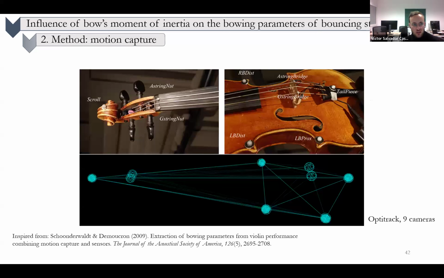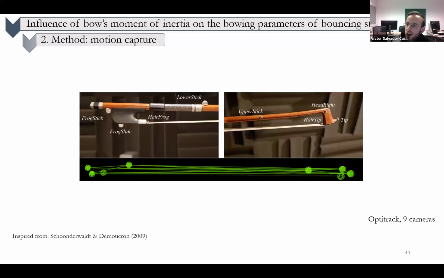So to measure this, we used motion capture technology. Here in our laboratory, we have a room that is able to measure very precisely the position of these markers, and it is a technology that is used in other industries, for example, for video games, or for reproducing the movement of the body in biomechanics. It's a very precise technology. So we put these reflective markers on the violin and on the bow in order to track their position and infer what we call the bowing parameters.